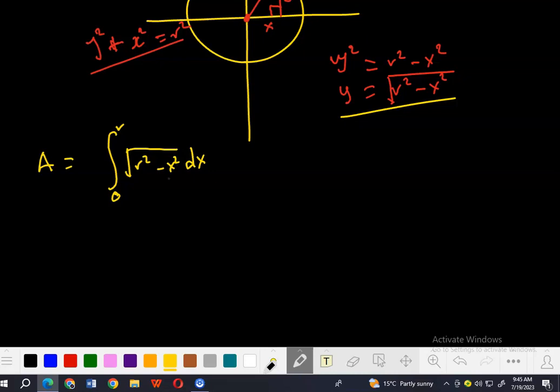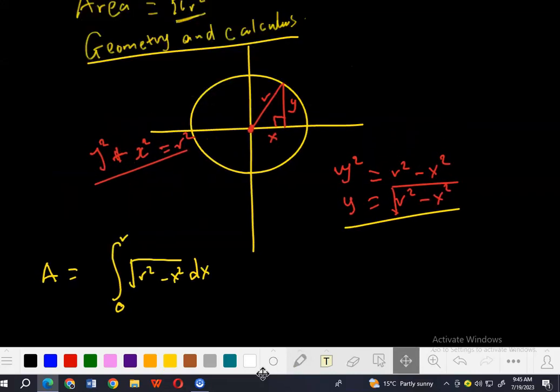But for the whole of this, remember here we have how many quadrants? We have 1, 2, 3, 4, right? This is 4 sides. So multiply this 4 sides by this integral. So simply put 4 outside here.